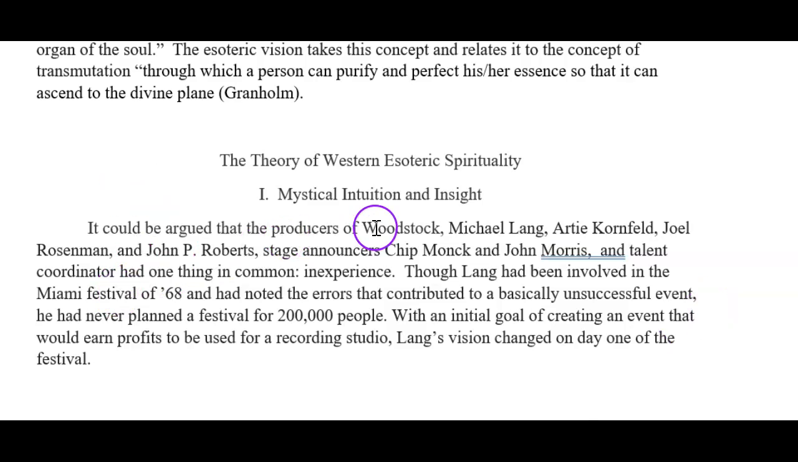It could be argued that the producers of Woodstock, Michael Lang, Artie Kornfeld, Joel Rosenman, John P. Roberts, stage announcers Chip Monck and John Morris, and talent coordinator, had one thing in common: inexperience. Though Lang had been involved in the Miami Festival of '68 and had noted the errors that contributed to a basically unsuccessful event, he had never planned for a festival of 200,000 people. With an initial goal of creating an event that would earn profits to be used for a recording studio, Lang's vision changed on day one of the festival.